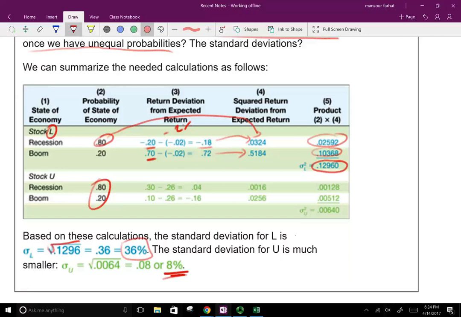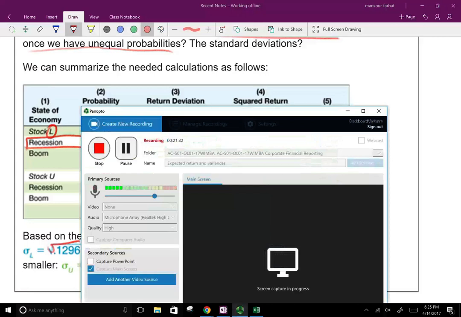Obviously it should, because the expected return for stock L is negative, since there's an 80% chance of recession, and stock L is not going to do well in a recession. But with an 80% probability of a recession, stock U will benefit, because stock U would earn 30% in a recession. So obviously, it's going to have a lower standard deviation and a higher expected return. If you have any questions, by all means, email me.